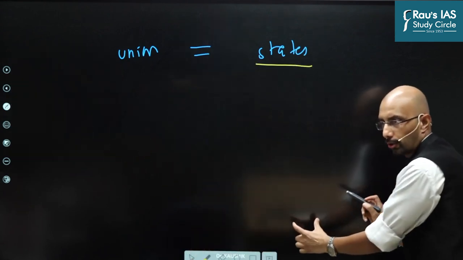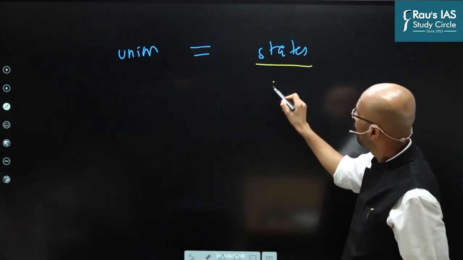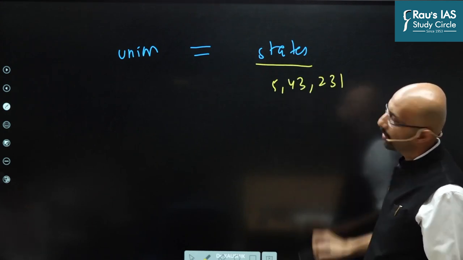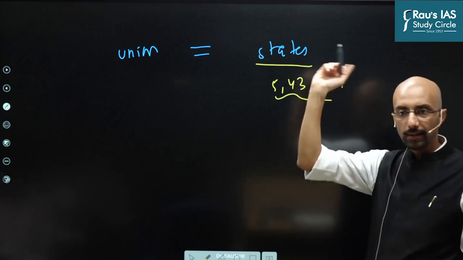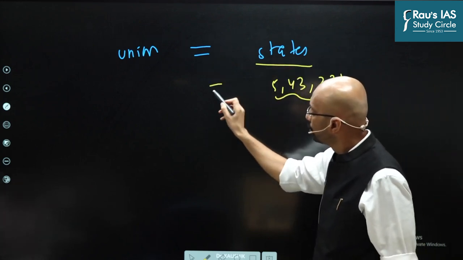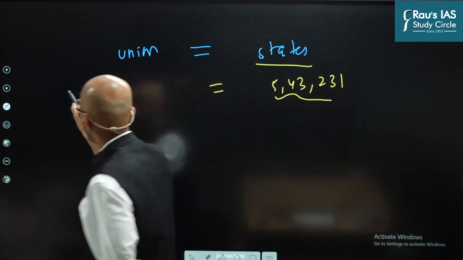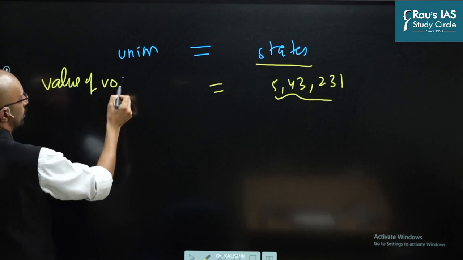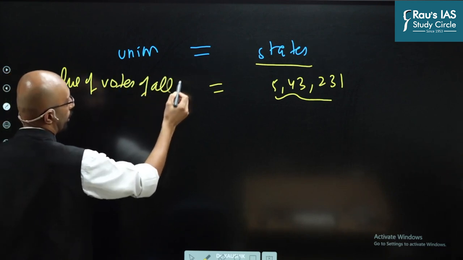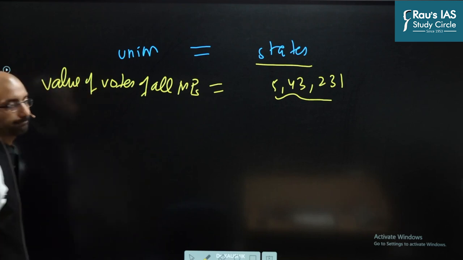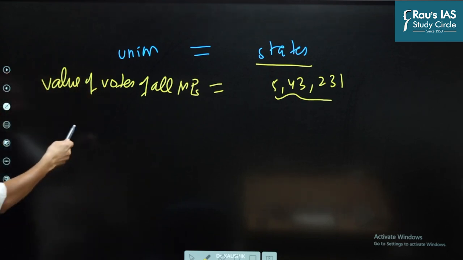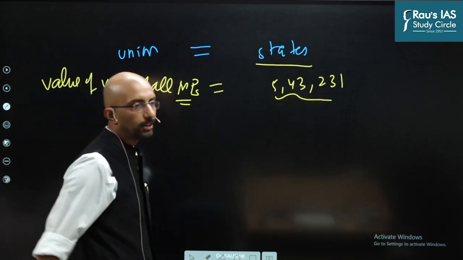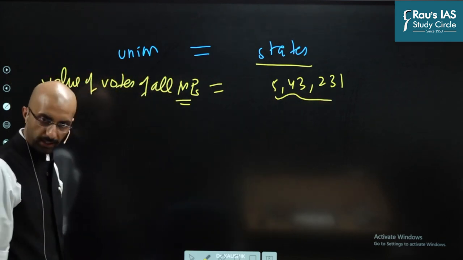Now the importance of states we have already calculated. Remember this total, what was it? 5 lakh? 5,43,231. This is the value of votes of all the MLAs. We want this to be equal to whose value of votes? Value of votes of MPs. Value of votes of all MPs. Isn't it? So if this is done, then I can say that MPs on one hand and all the states on the other hand both play an equal role in the election of the president, right?